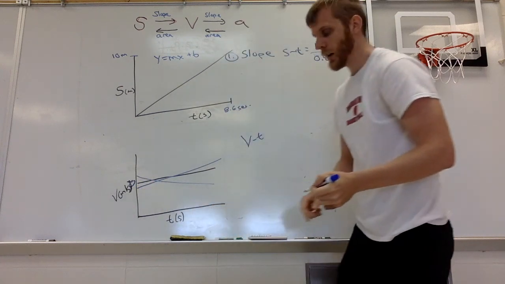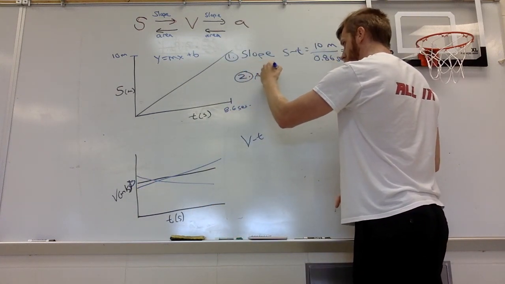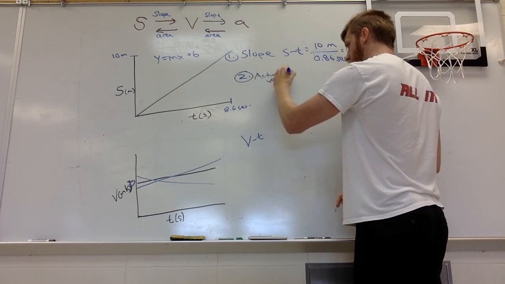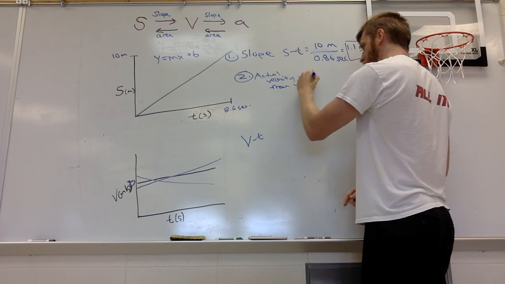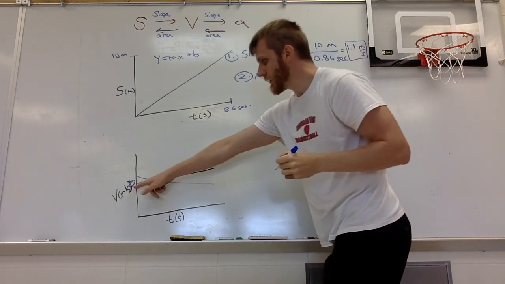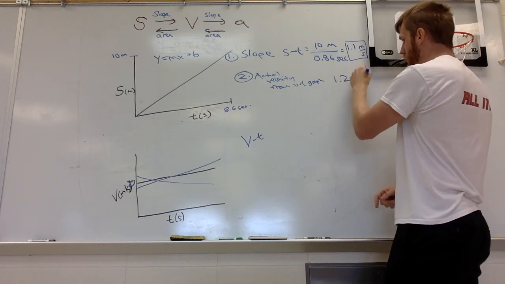Interesting number here. And for number 2, you're going to write down actual velocity from VT graph, and you're going to write down what that value says. And for me, I'm just going to make up a number, maybe 1.2 meters per second.